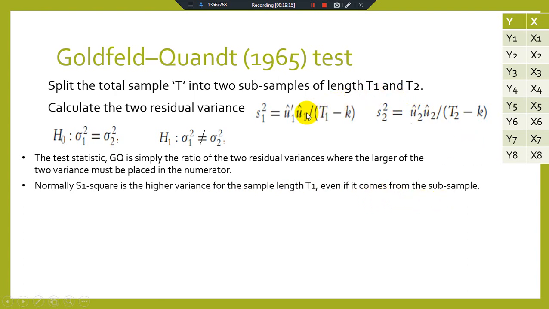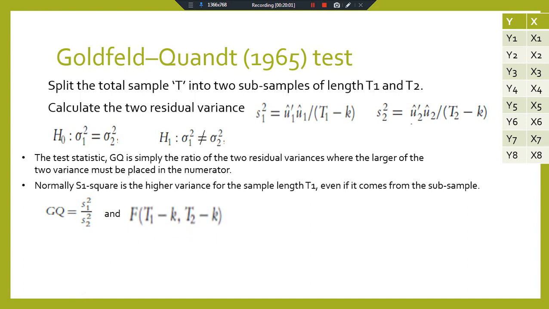Sometimes we believe that this variance may be high, or this variance may be high. So normally, when we have split the data into two parts, the first variance s1 normally has a higher value. But if it is not higher in some case, then you can use it as the denominator as it is. So here we can see the formula for GQ: the largest variance divided by the smallest variance. You can say it is the variance of the first time period and the variance of the second time period.